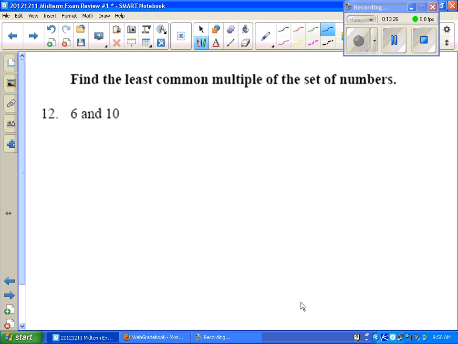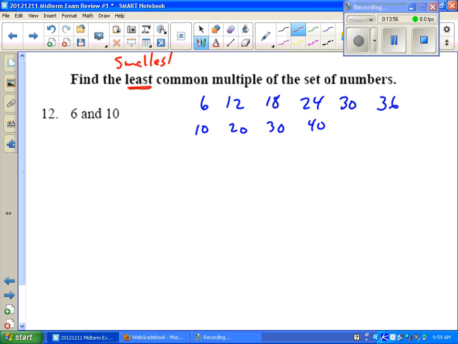Multiples, on the other hand, when you're talking about least common multiple, is when you keep going by each number by itself, like counting. So 6, 12, 18, all I'm doing is counting by 6, 24, 30, 36, and I'll stop there. When you're counting the multiples of 10 it would be 10, 20, 30, 40. The least common means least is your smallest. Common means the same. So the smallest one that they have the same, as you're looking at them, is the number 30. So your least common multiple, or your LCM, is 30.